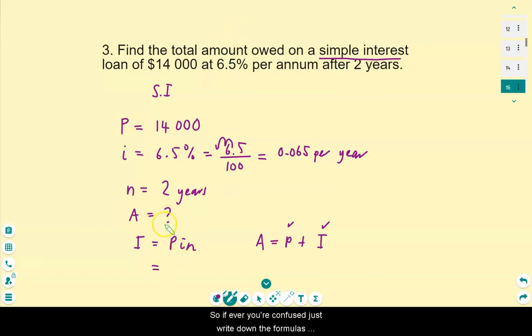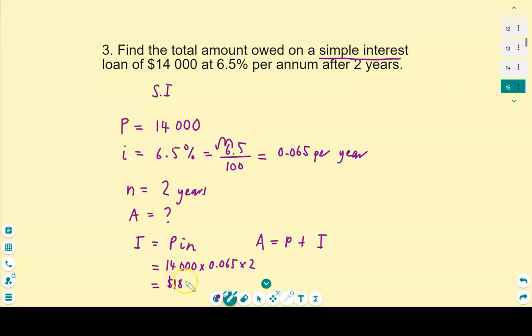So if ever you're confused, just write down the formulas, and if you've got more than one unknown, you need to do something else. So I is PIN: 14,000 times I as a decimal, times our number of years. Into the calculator we go. Times 0.065 times 2. $1,820. Again, box around the answer.